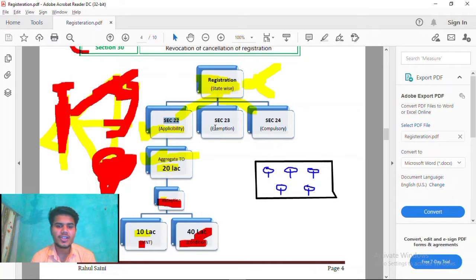And next, section 23 is an exemption section, which provides some exemption from taking the registration. Okay, meaning we are exempt from taking the registration irrespective of the amount of turnover. And section 24 is a compulsory, meaning a mandatory section, which says that we are mandatorily required to take registration whatever the amount of turnover. Section 22, which is the applicability section, defines a monetary limit of 20 lakh rupees. If our aggregate turnover exceeds 20 lakh rupees, then we have to take registration. Okay.